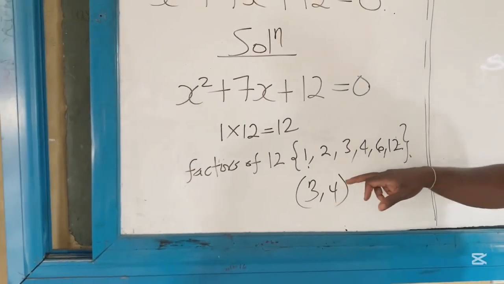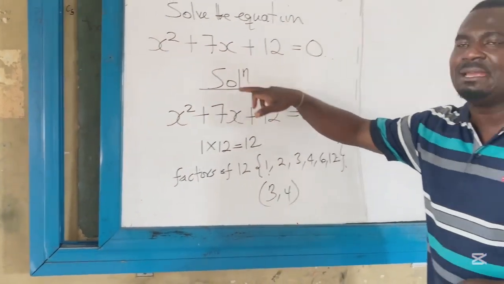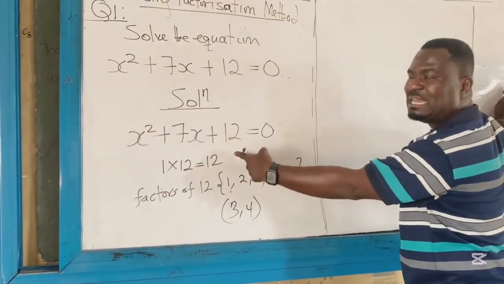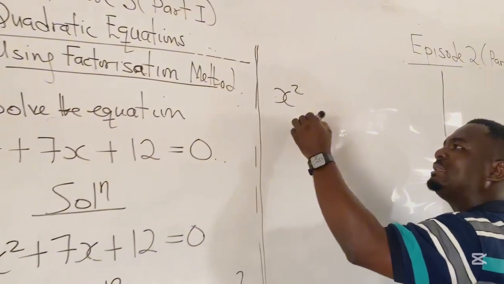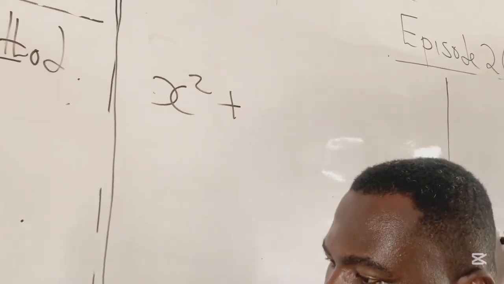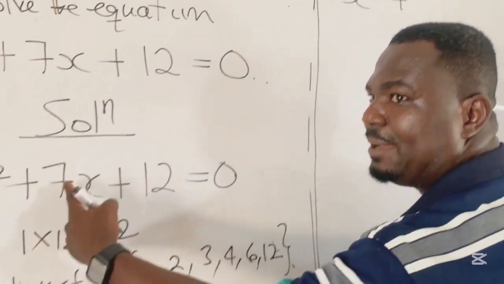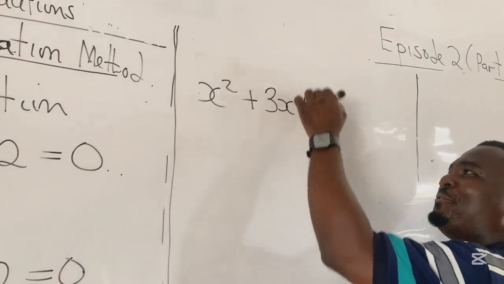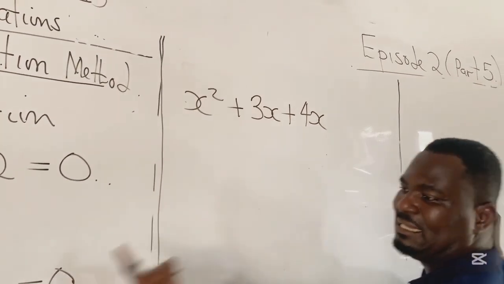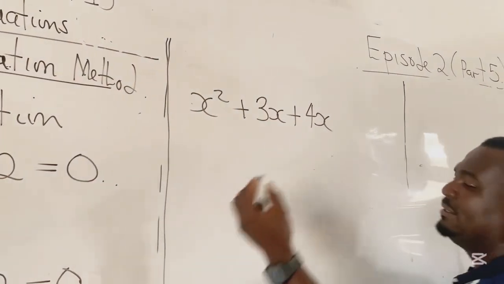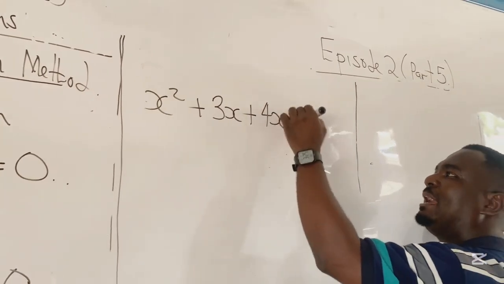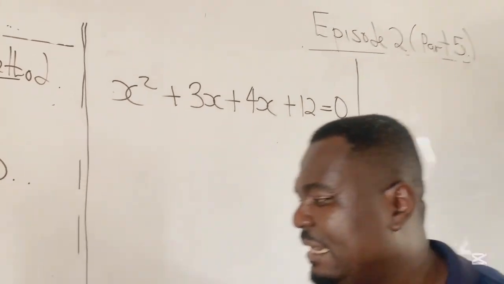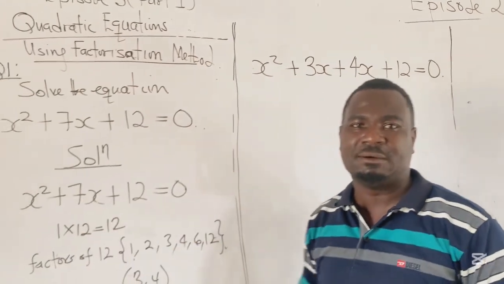Meaning I'm going to use 3 and 4 to replace the 7x. So you go back and rewrite the equation again: x squared plus, replacing the middle term with 3 and 4, so 3x plus 4x, and it is true. When I add this, it's the same as 7x. So 3x plus 4x plus 12 is equal to 0. It tells you that this 3 and 4 satisfy the middle term.